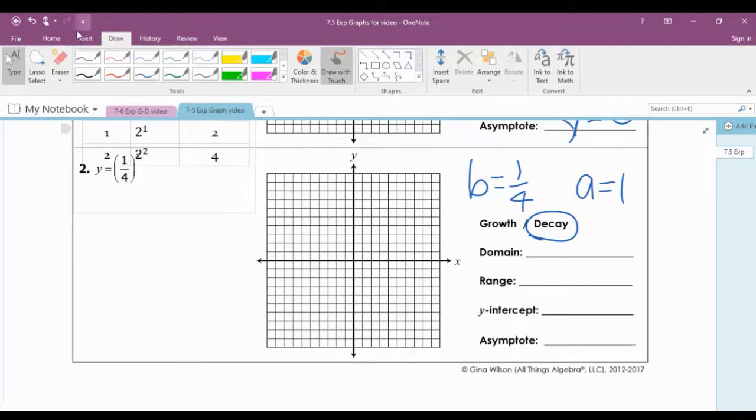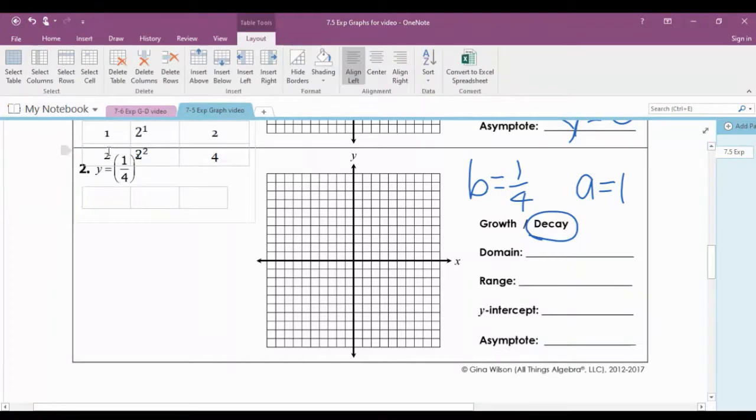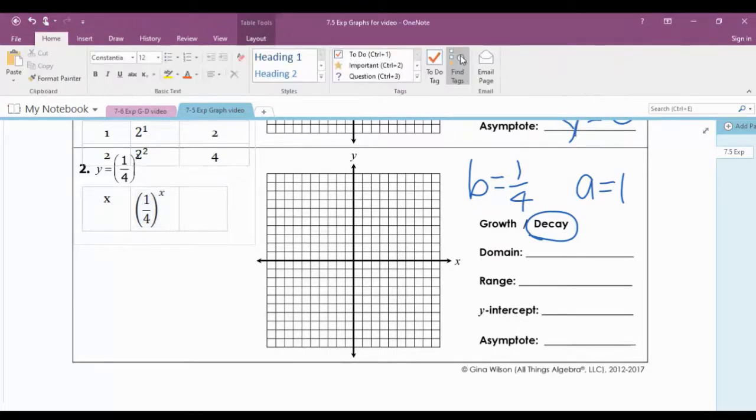Okay, fine. We'll see what that does. Insert another table. All right, that's good. And so we have our x, and we have our function, which is, and they put parentheses around this, which is a very good idea, 1/4. Well, that didn't work out so well, but whatever. To the x. Oh, there we go. Okay, so there's our function, and then our y.